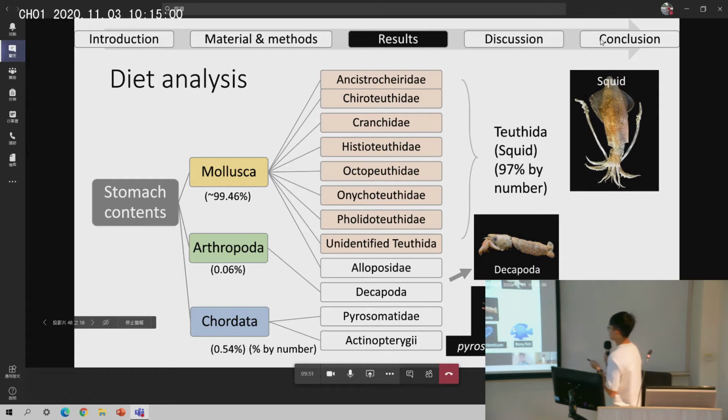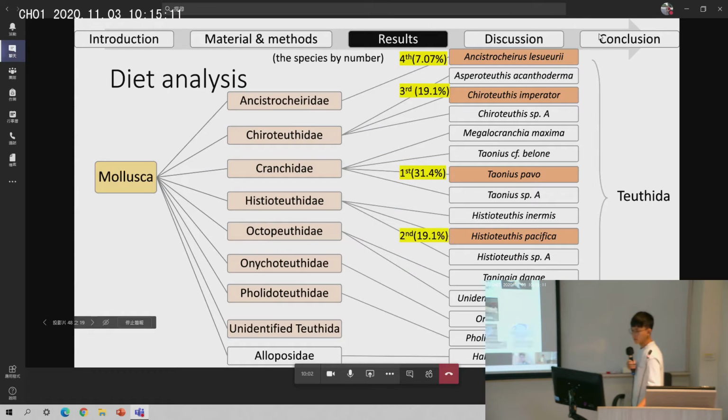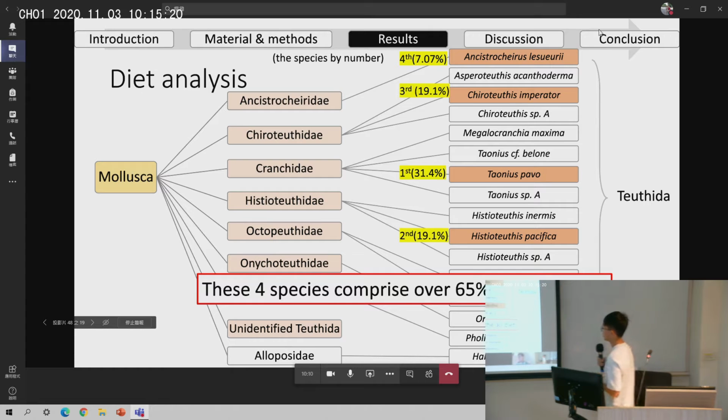In teuthida, also called squid, they consist of 97% by number. We list the four most abundant species in teuthida, and they comprise over 65% of the whole diet.